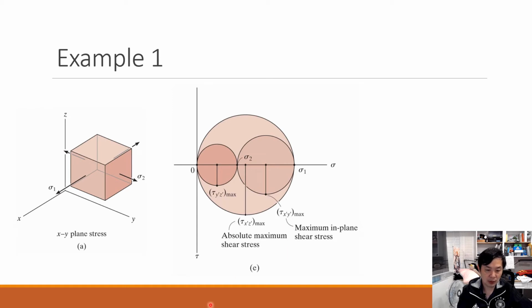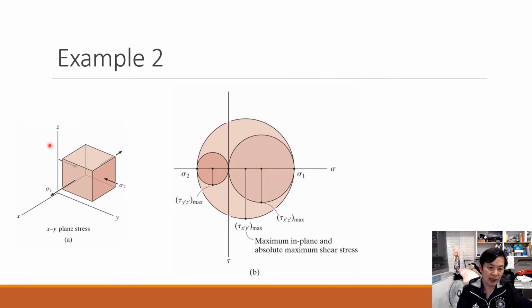Okay, that's why we call it absolute maximum shear stress. For the second case, we also have two principal stresses, but here sigma 1 is positive and sigma 2 is negative. So we have sigma 1 positive, sigma 2 negative, and in the z direction we still have 0. So 1, 2, 3 in this system. Then each pair of them makes one circle, totally three circles.